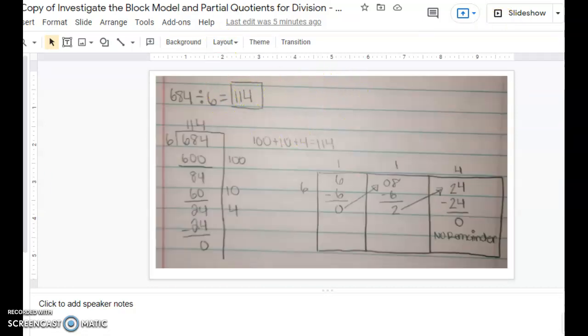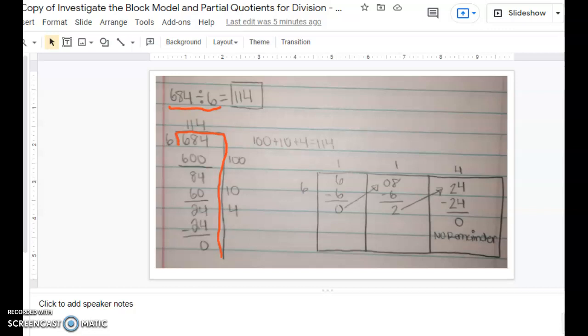Here's my next problem of 684 divided by 6. Here I did that scaffolding, or partial quotient again, big 7, whatever you'd like to call it. So this one was rather simple. Here I know that 6 goes into 600 100 times. So here I have that, and 6 times 100 is 600. So we subtract and we are left with 84.